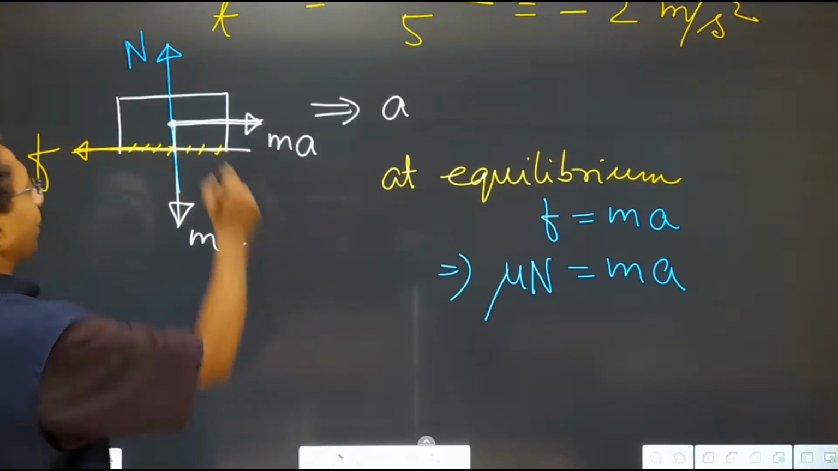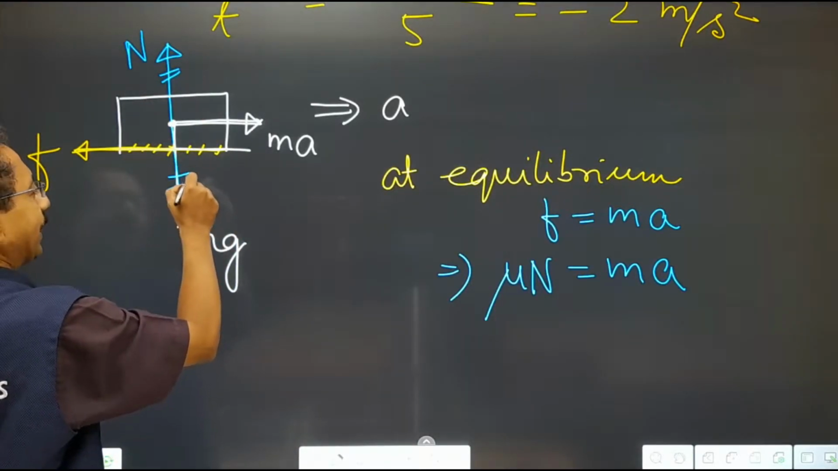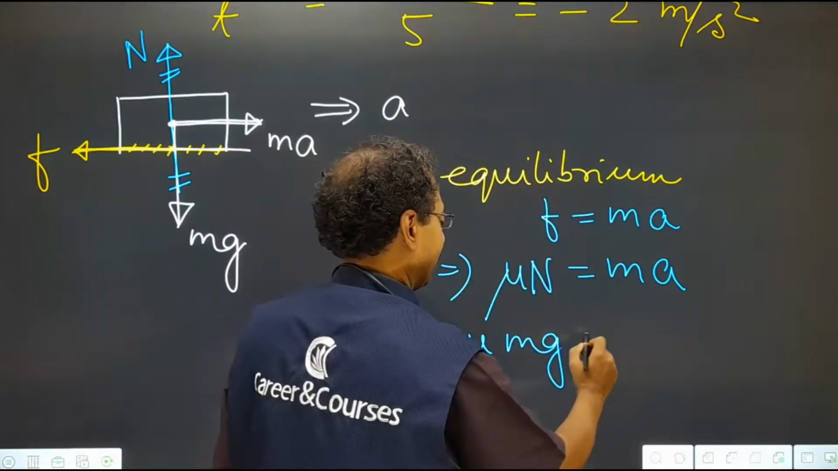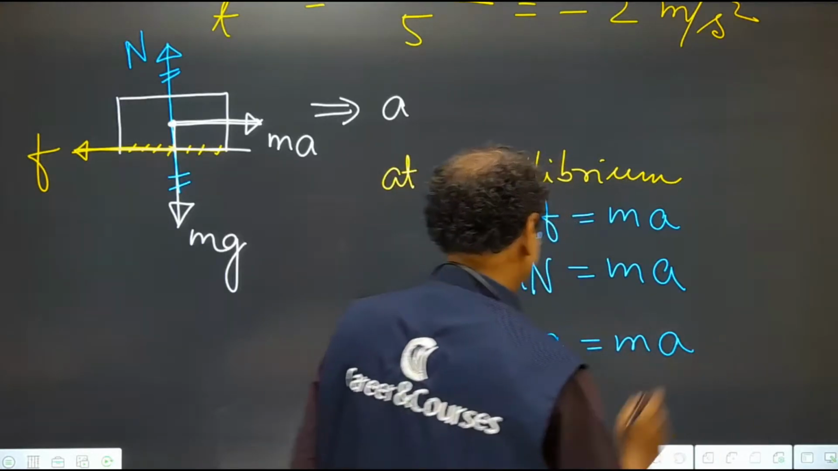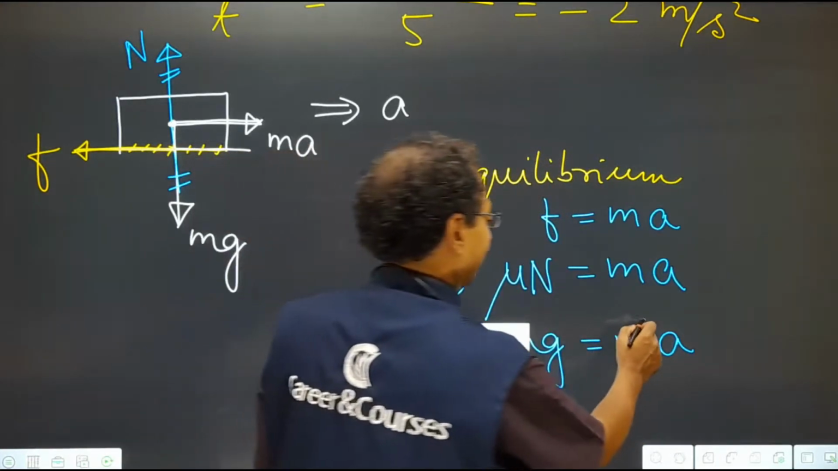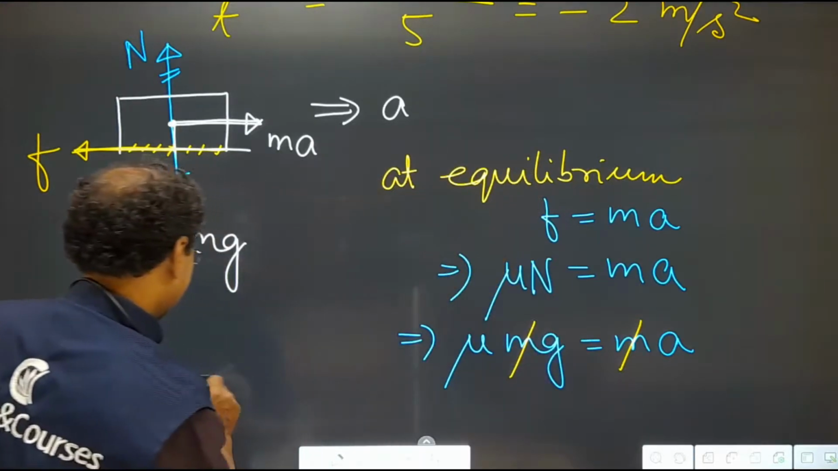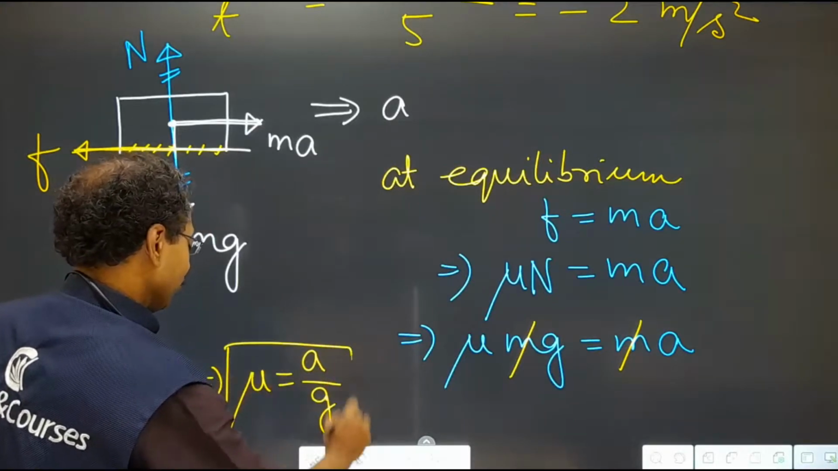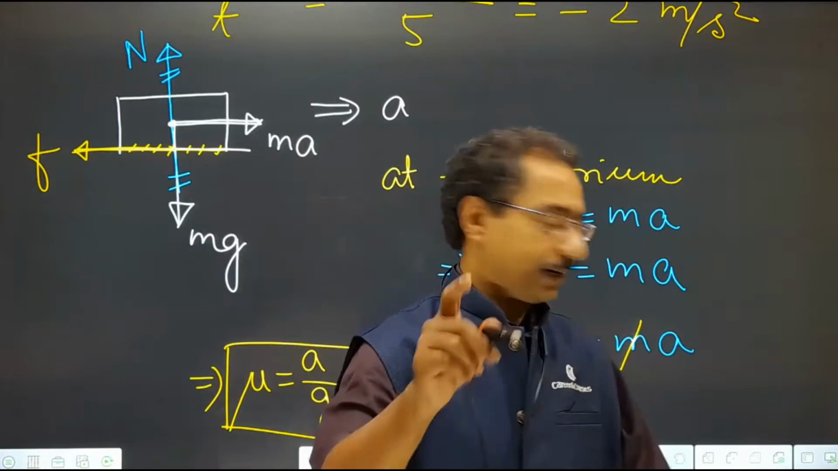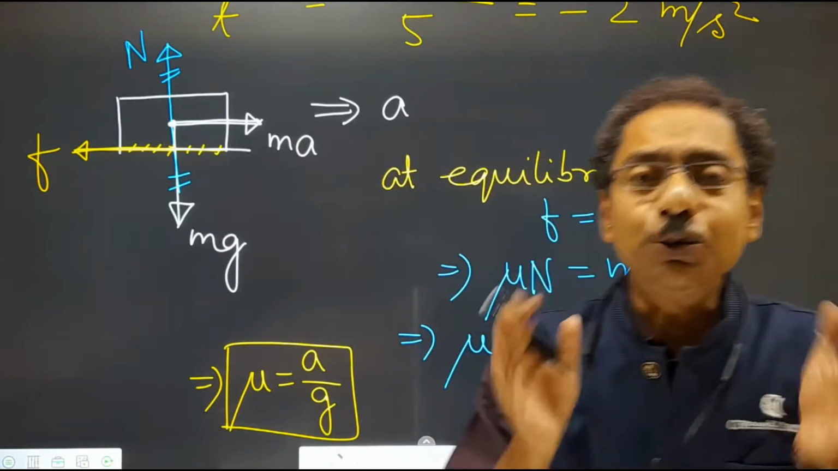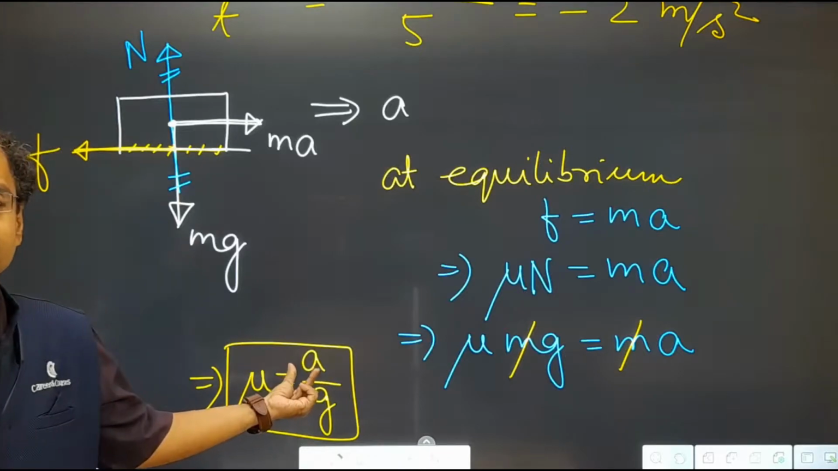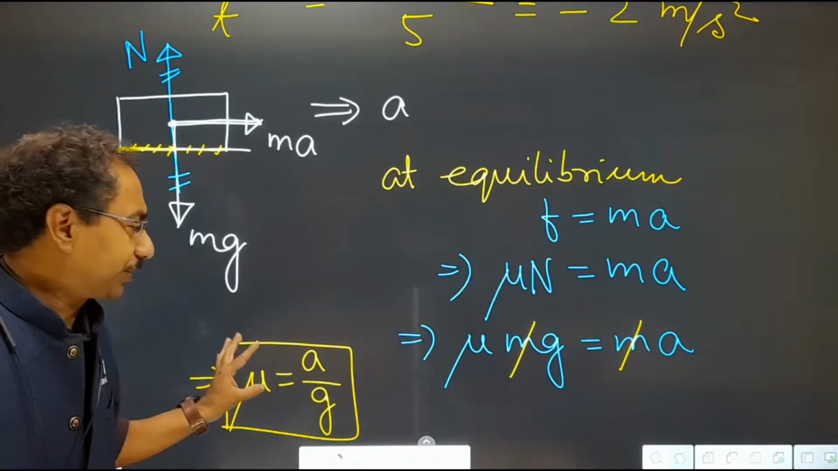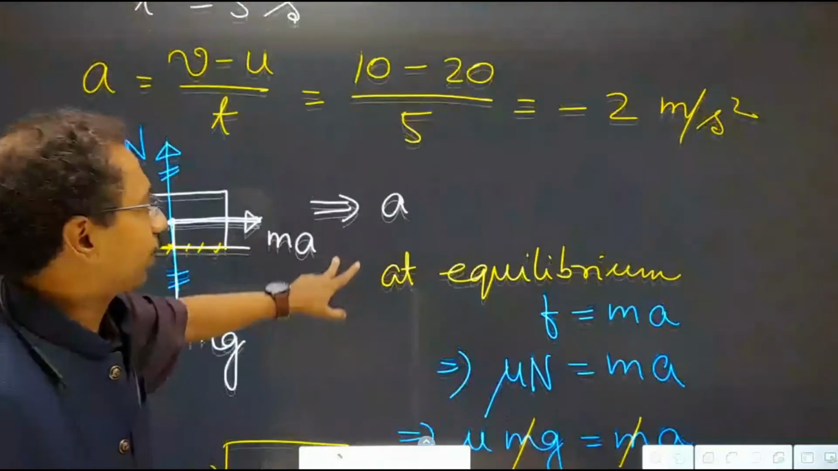In this case, the normal reaction force is balancing the weight of the body. So the normal reaction force is equal to the weight of the body, mg. It should be equal to ma. So from both sides, the mass of the body will be cancelled out, and we ultimately get mu equal to a by g. The value of a, acceleration or retardation, remember, you take only the numerical value of a. It can be acceleration, can be retardation, no matter, but the value of mu can never be negative. So take only the value of retardation or acceleration.